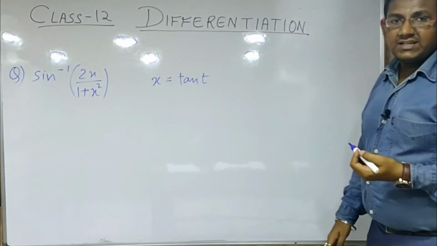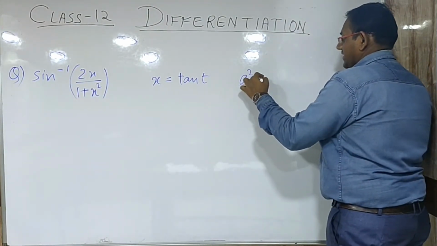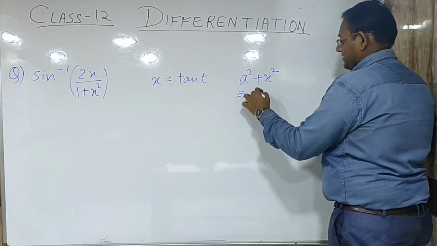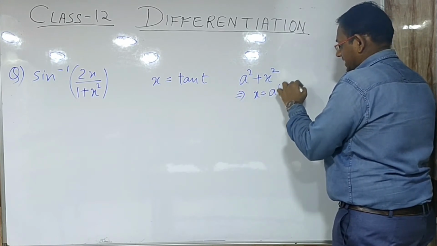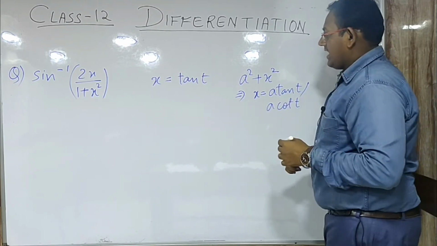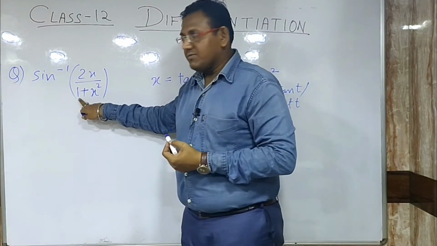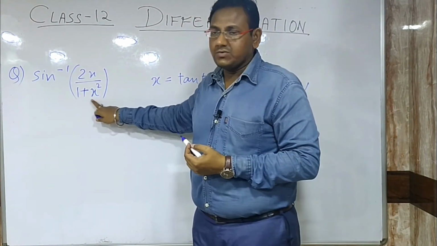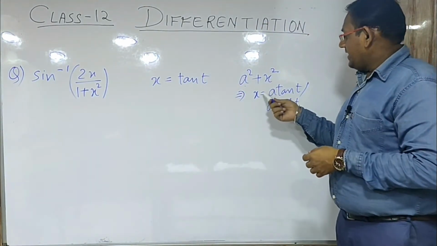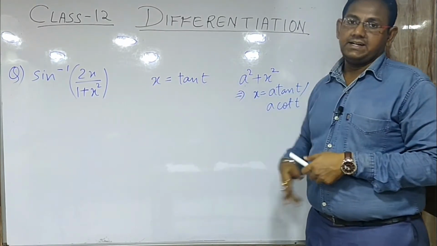Now when we were discussing substitution, we discussed that whenever we get a square plus x square, we substitute x as a tan t or a cot t. Now a in this particular case is 1, as you can see over here, we are getting 1 square plus x square. So a in this particular case is 1. Now since a is 1, we substitute 1 tan t, that is basically tan t.